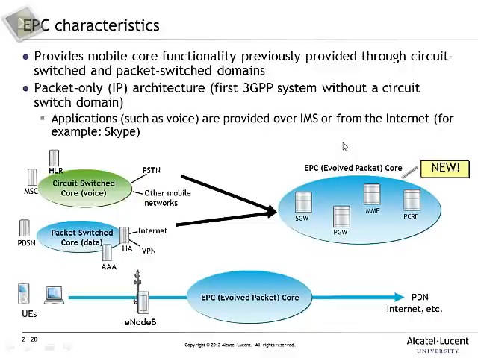Even if you're, for example, roaming in another part of the world and your packets have to come to your home network, they'll be passing through the EPC in your home network. So what are the important characteristics or functions of the EPC? Basically, all of the functions that were previously provided by the circuit switch and packet switch domain in a 3G network have to now be provided by the EPC.